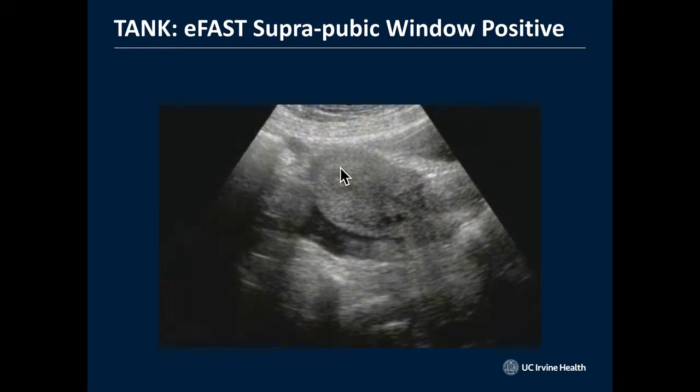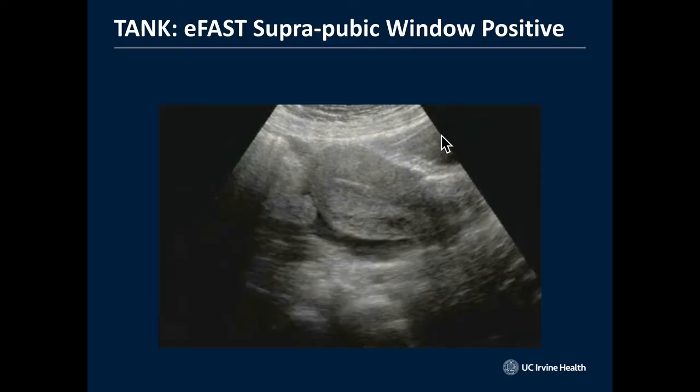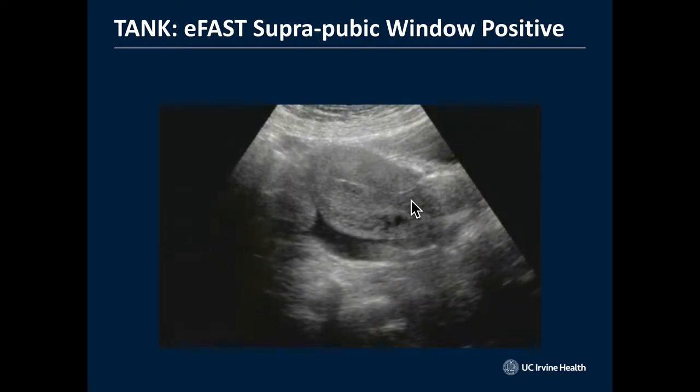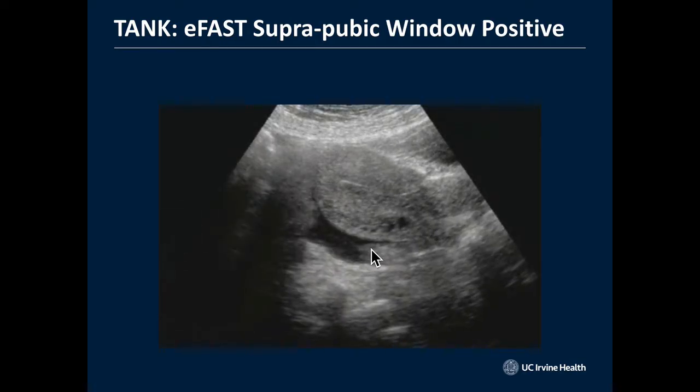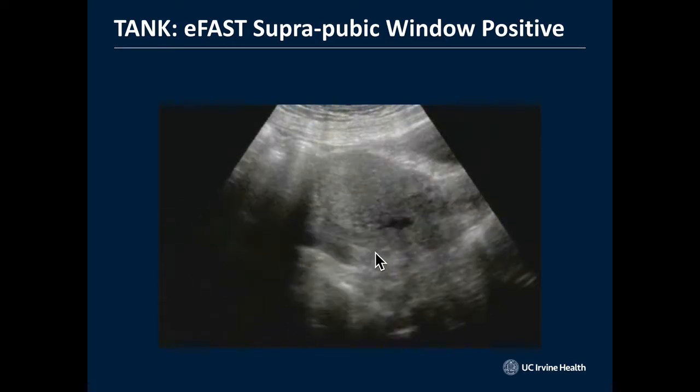This is a female who fell off the back of a motorcycle. This is the bladder seen over here. Here's that uterus, the anterior cul-de-sac, and then the posterior cul-de-sac is back here. We see some free fluid here behind the uterus, and therefore she had a positive FAST exam.